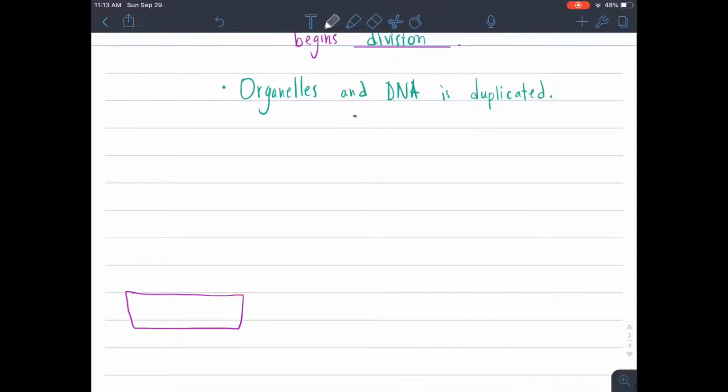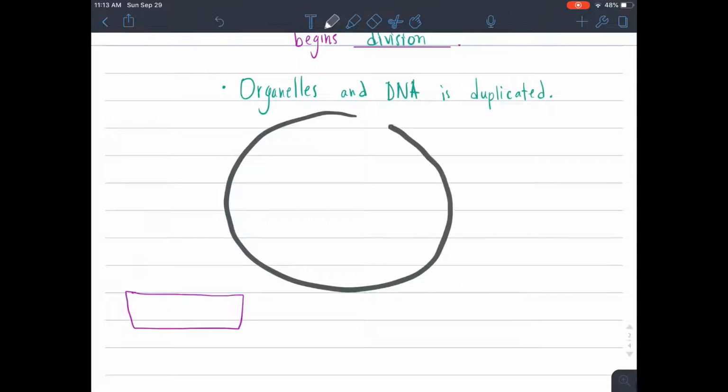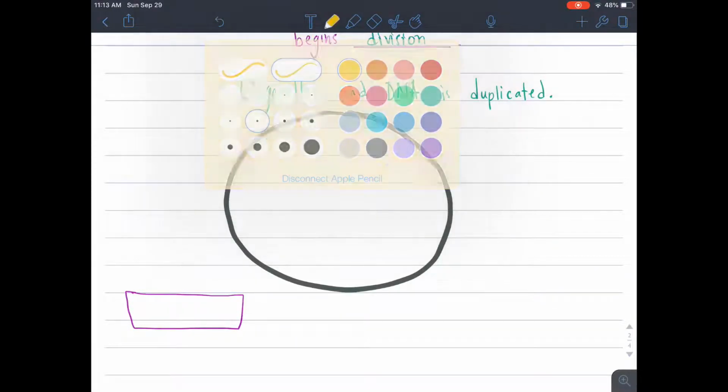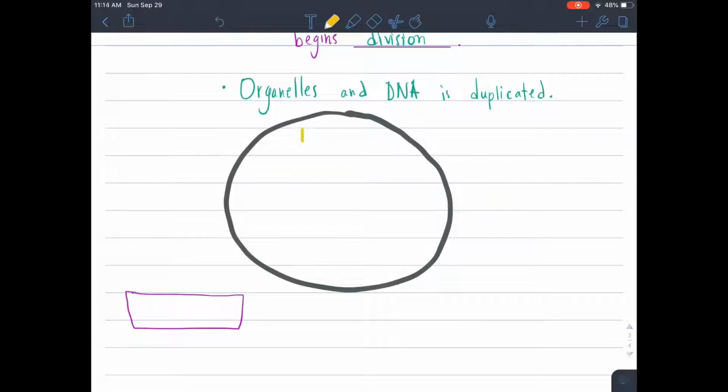Okay, so now we're going to start drawing the cell. So I'm going to draw myself a circular shape here. And in this circular shape, we're going to have these little things that are going to reproduce. So I'm going to just draw some rectangles here.